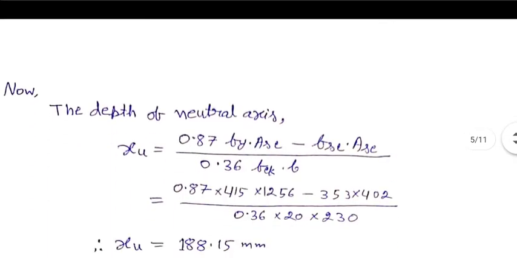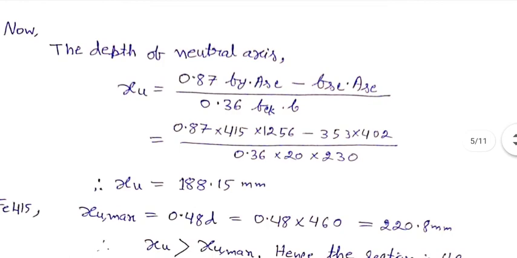Now from the formula we have to find the depth of neutral axis, that is xu, is equal to 0.87 fy Ast minus fsc Asc, divided by 0.36 fck b. If we put all the values: 0.87 for fy 415, for Ast 1256, minus for fsc 353, for Asc 402, and divided by 0.36 for fck 20 and for b 230, we will get the value of xu, that means the depth of neutral axis from the top, that is equal to 188.15 mm.